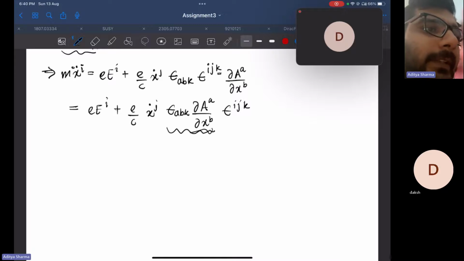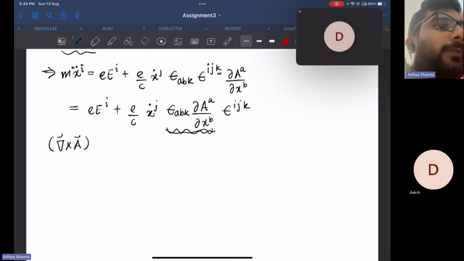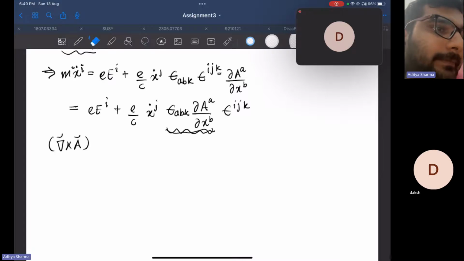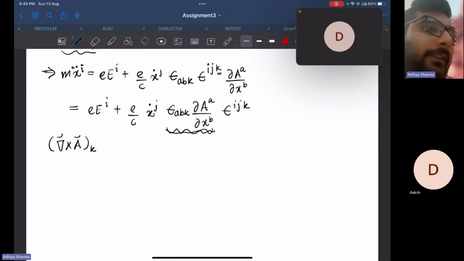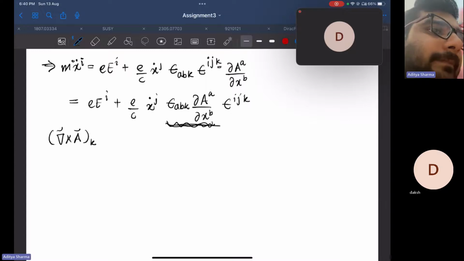Now this part is nothing but curl of a vector. This is curl of A, the kth component of curl of A vector. This part, this is an identity.